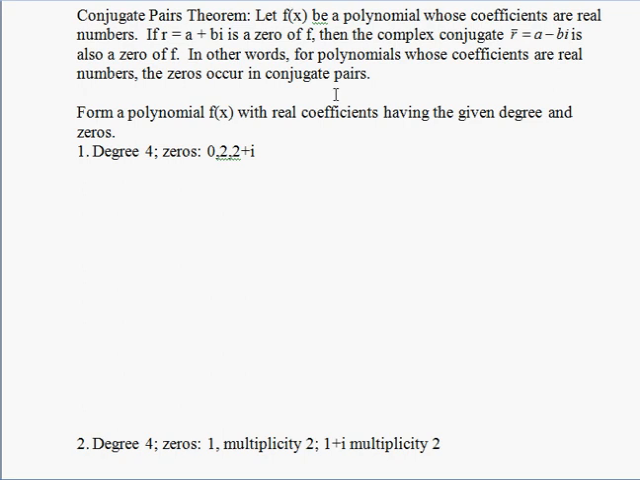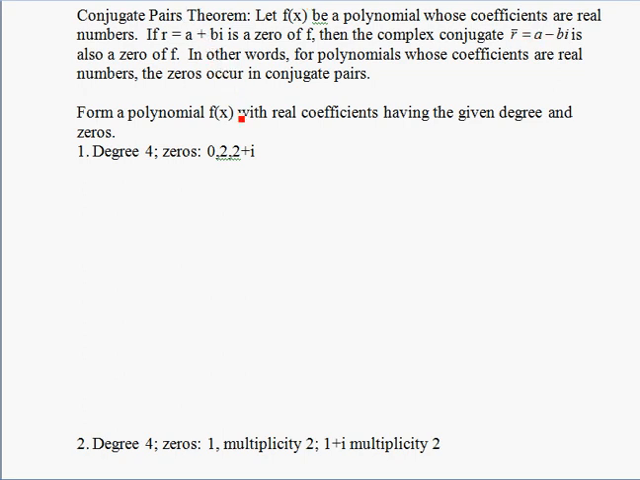Okay, we'll take a look at the conjugate pairs theorem. What the conjugate pairs theorem says is that if you have a complex root of the form a plus bi, and it is a root of a polynomial, a zero of f, then the complex conjugate, which is a minus bi, is also a zero or a root of f. So therefore all complex roots come in pairs, where one is a conjugate of the other, where you just change the sign of the complex part.